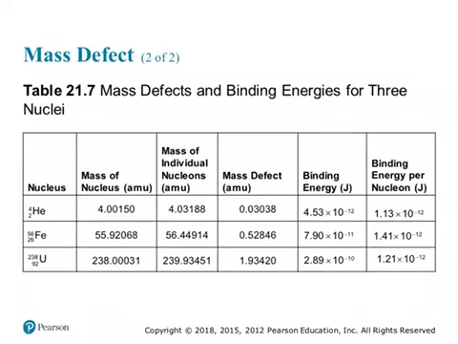Then you have a specific binding energy. That binding energy is going to be different depending on the nucleus that you're dealing with. So in this case for alpha, it's 4.53 times 10 to the negative 12. Therefore, the binding energy per nucleon is 1.13 times 10 to the negative 12. All we did there to get the binding energy per nucleon is take the binding energy and divide it by 4, which is the number of particles in alpha. And the others would work the same way.